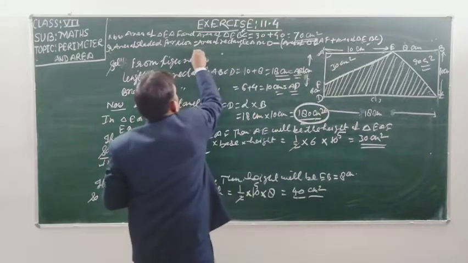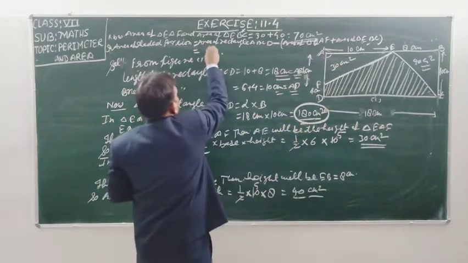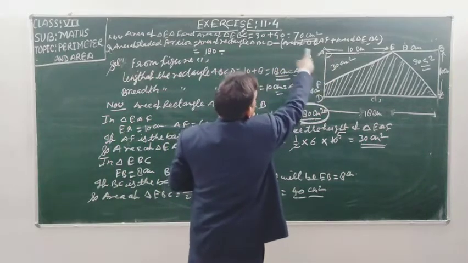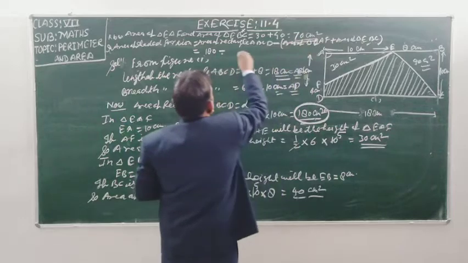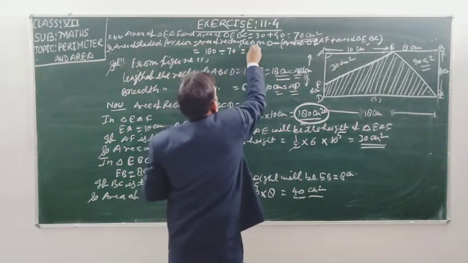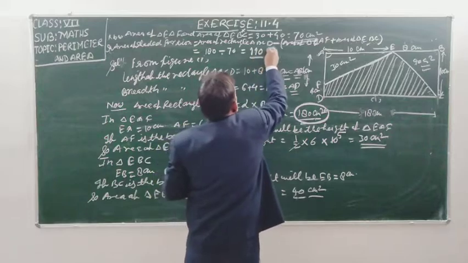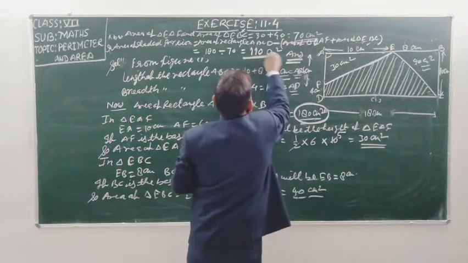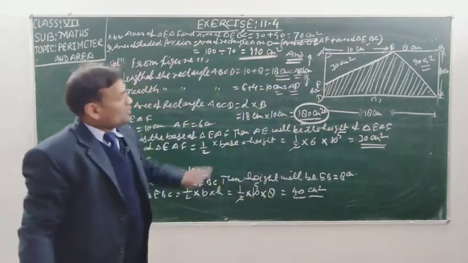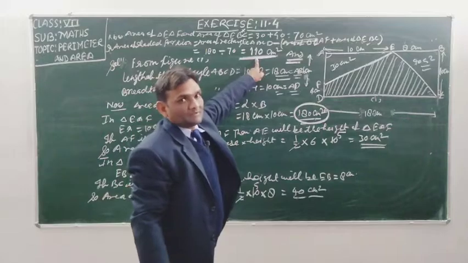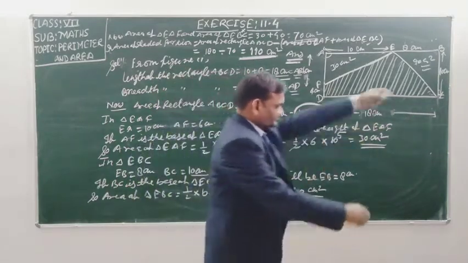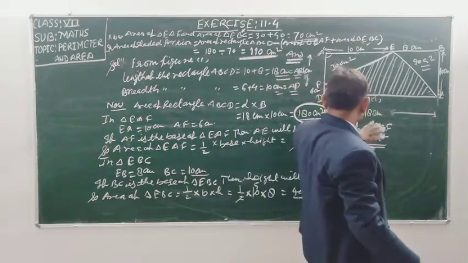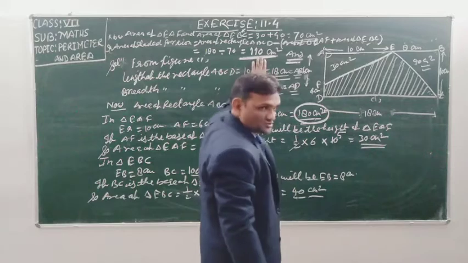Now you see here, area of rectangle is equal to 180 minus area of triangles EAF and EBC is equal to 70 centimeter. 180 minus 70 is equal to 110 centimeter square. This is my answer. 110 centimeter square. It is the area of the shaded portion.